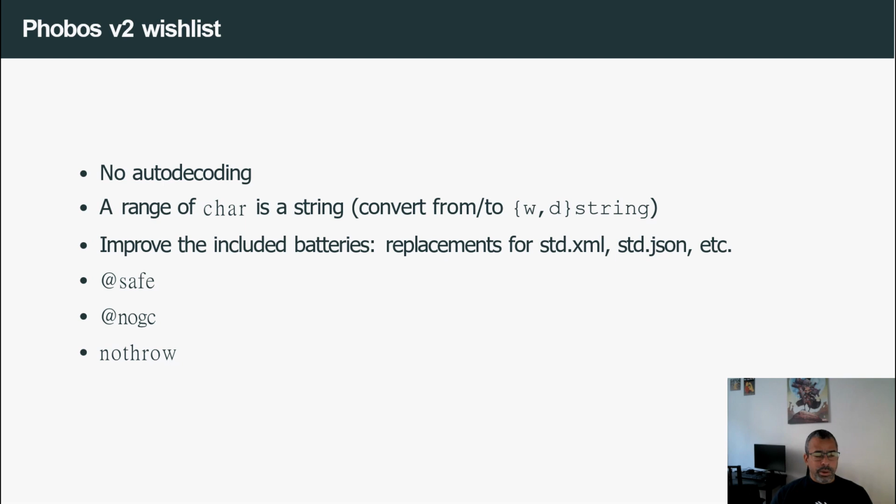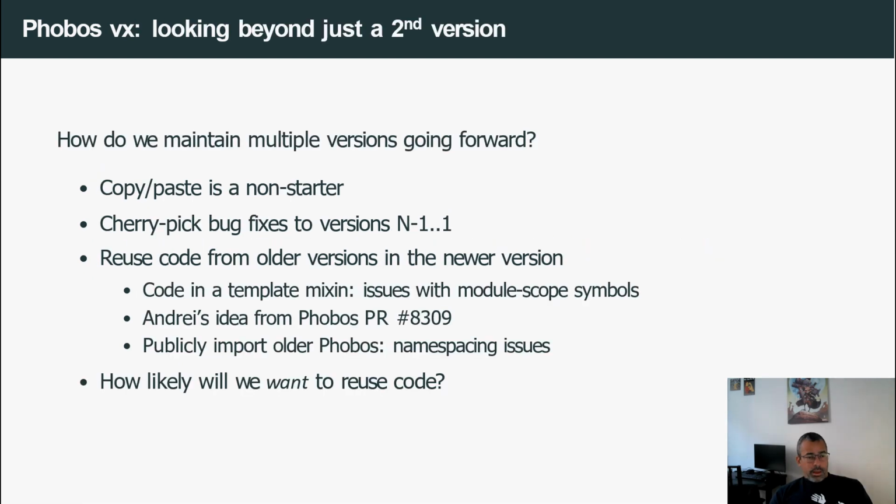And then a bigger focus on writing code that's safe, @nogc. So we'll reduce the complaints about GC usage in the standard library, and nothrow as well. The thing is, I don't think we should get stuck in only Phobos v2 because we really need to think about beyond that. Phobos v3, v4, v5. So how do we manage that? Because it might become a burden in terms of maintenance.